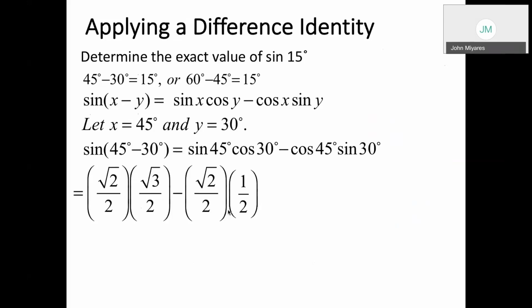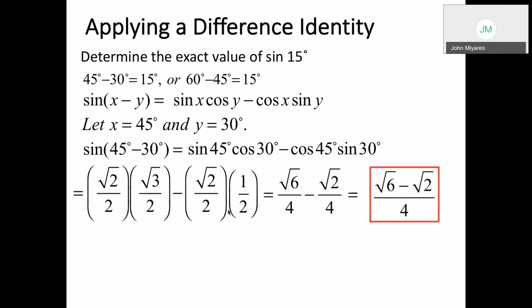Now let's try to simplify this. The first term, when we multiply those fractions, becomes the square root of 6 over 4, while the second fraction is going to be the square root of 2 over 4. They already have a common denominator, but the radicals themselves have to stay separate, which will lead us to a final answer of the square root of 6 minus the square root of 2, all divided by 4.